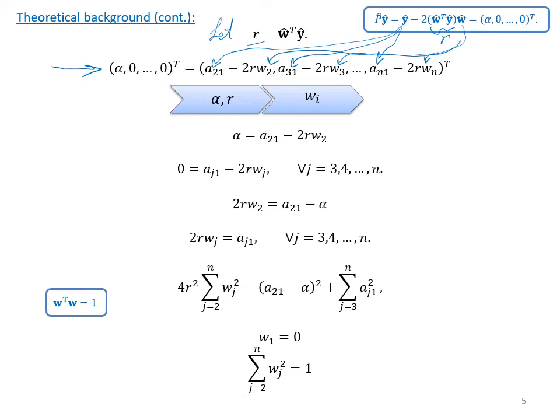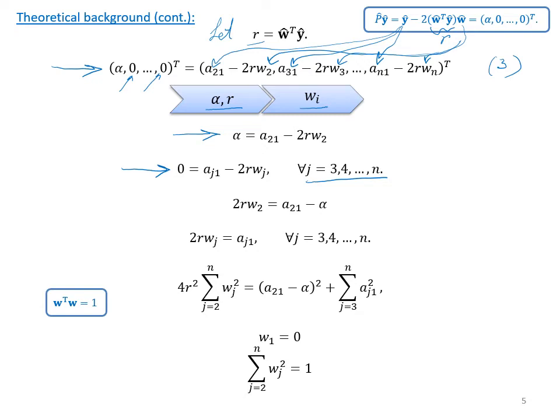Based on that expression, we can find all Wi once we know alpha and R. Now the question is how to define alpha and how to define R. Let's try to do it. First, we equate the left and right hand sides from our expression 3. We will get this as the first row, and this is all our rows, since all entries on the left side are 0. This is for j from 3 to n.